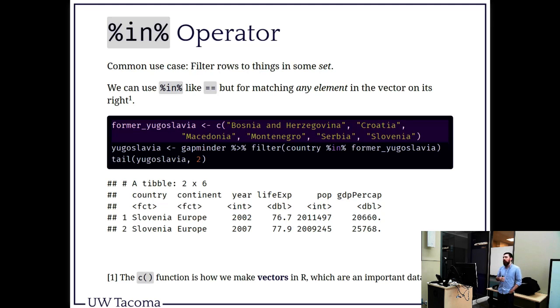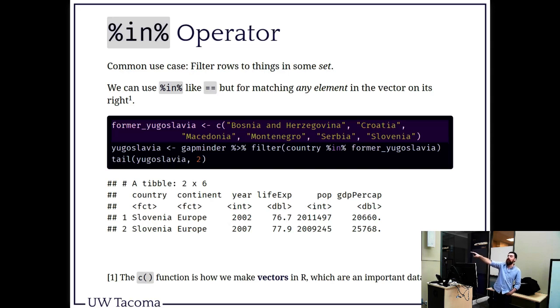In this case, I want all of the former Yugoslavian countries: Bosnia and Herzegovina, Croatia, Macedonia, Montenegro, Serbia, and Slovenia. I assign those as a vector to something called former Yugoslavia. Then I create a new object called Yugoslavia, which is the gapminder data, filter country %in% former Yugoslavia. This says, anytime country matches any of the countries in former Yugoslavia, it will return a true. If it does not match one of those, it will return a false. This is a way to quickly filter and get every single one of the former Yugoslavian countries.